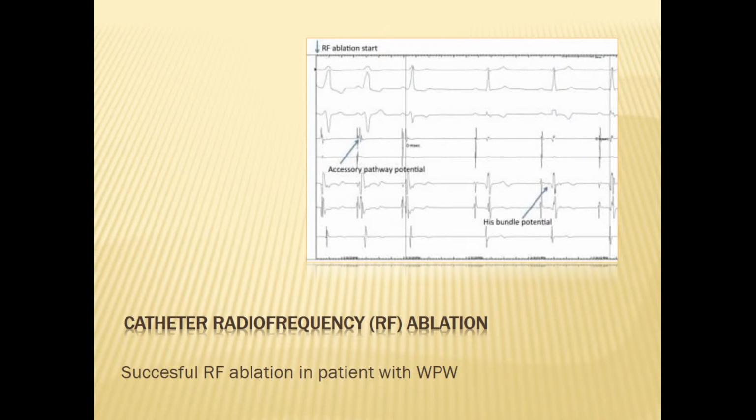Look at the surface ECG, first, second, and third line from the upper part of this picture. You see a delta wave initially, and after catheter ablation, the delta wave disappears and the PQ interval became longer and the QRS complex became not so broad, because the accessory pathway now is absent and the patient will no more suffer from supraventricular paroxysmal tachycardia.